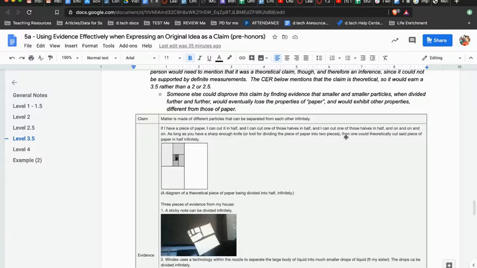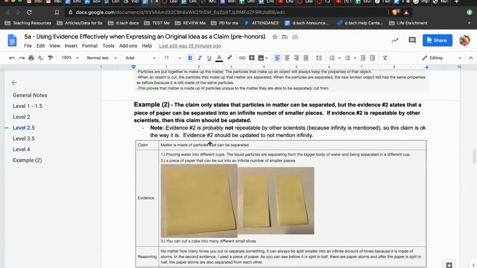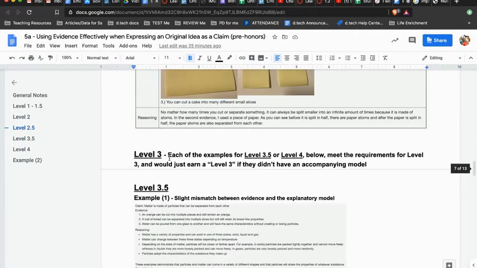So again, there's a theoretical piece that's really clearly identified there. And so I'm giving this the benefit of the doubt and saying, okay, there is a piece of really objective data that I could repeat. It's hard to argue with. But then there's also this more kind of theoretical piece. Okay, so that's why this one would earn a 3.5. The other one would earn a 2.5.